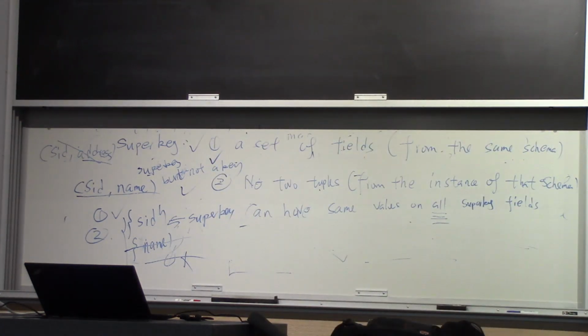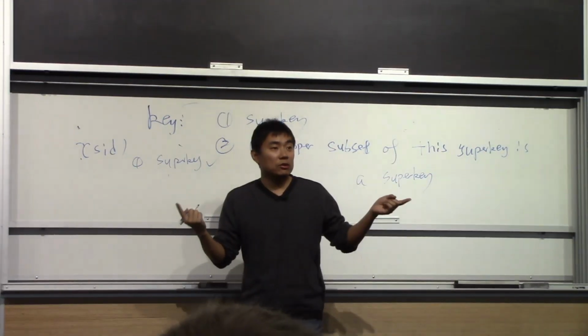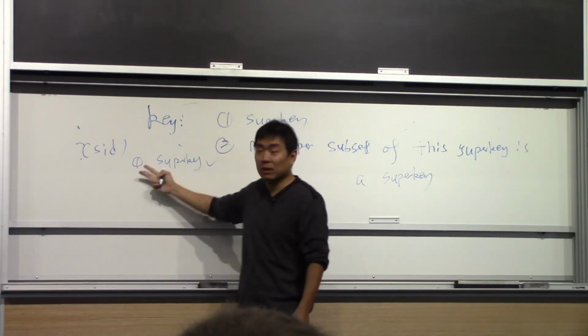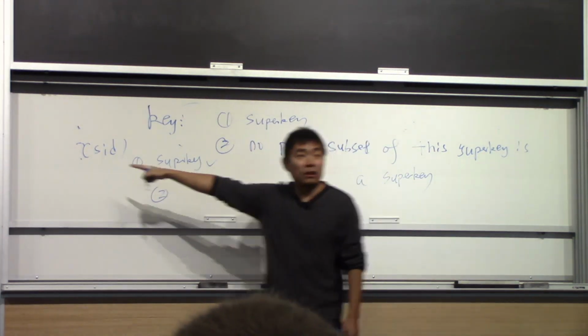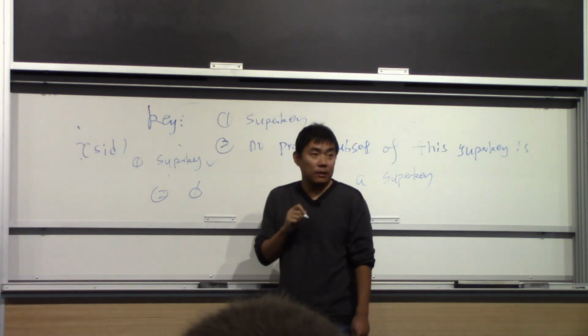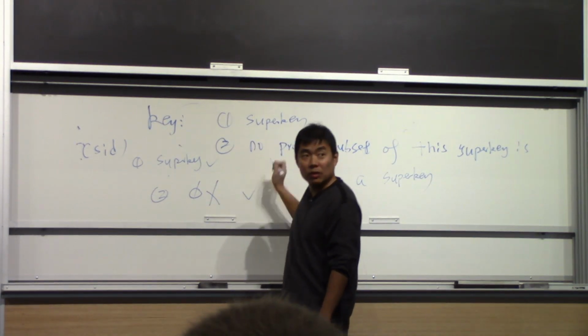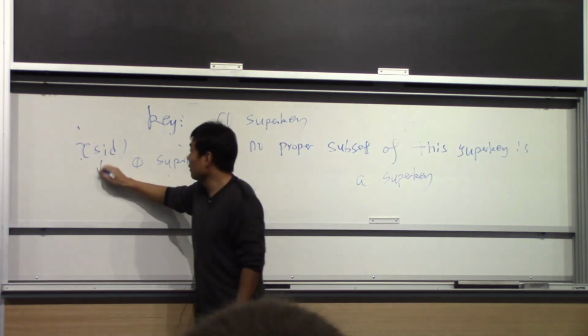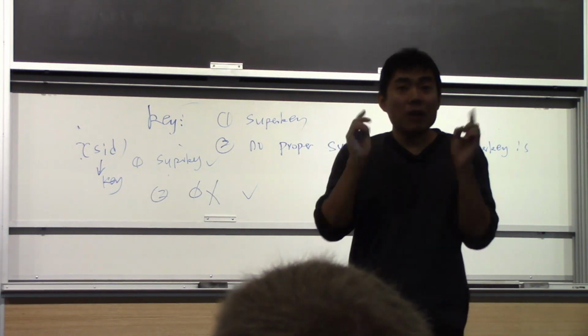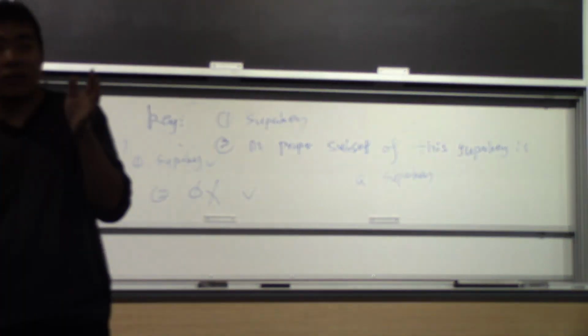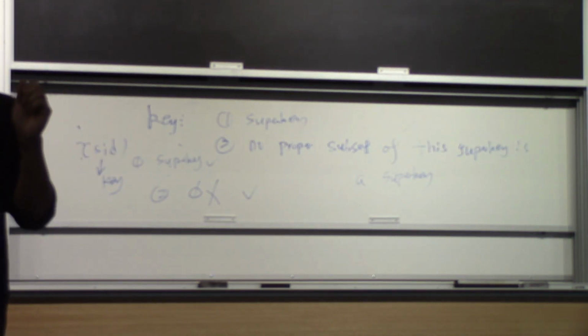So what is the key in this case? Well, if I look at SID, it is a superkey because it is a proper set of fields from the schema, and no 2 tuples can have same values on SID. So it is a superkey. Second constraint. What are the proper subsets of SID? Well, it's only empty set. And that cannot be a superkey. So the second constraint is also met. So this becomes a key. Now you see the significant difference between key and superkey. Roughly speaking, yeah, go ahead.